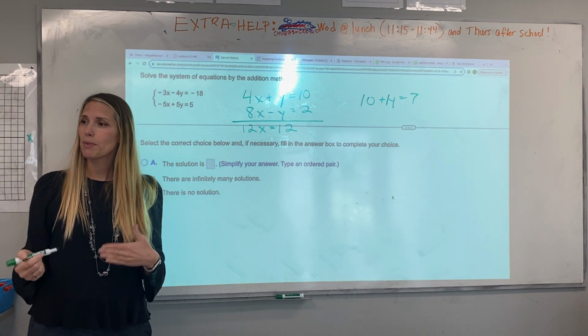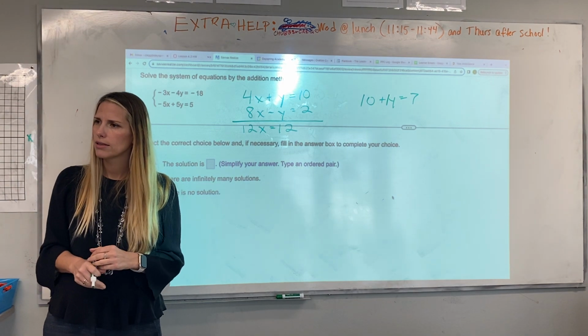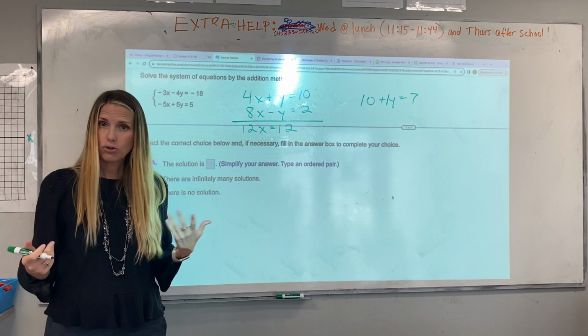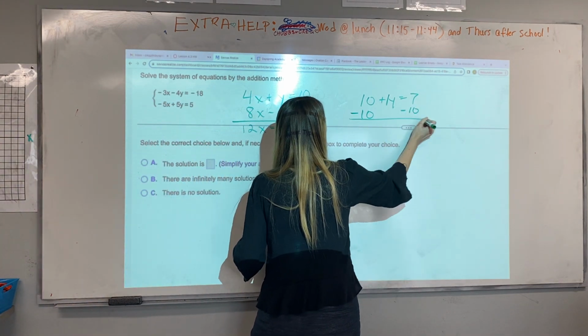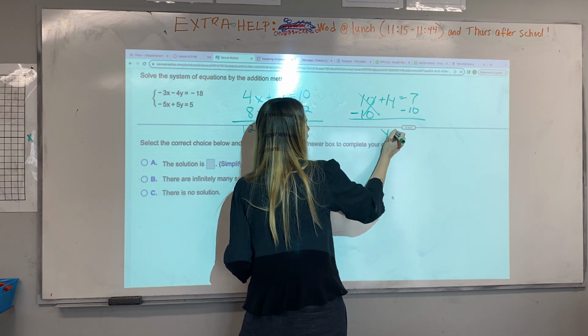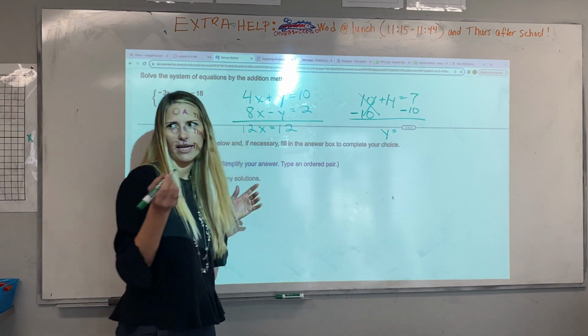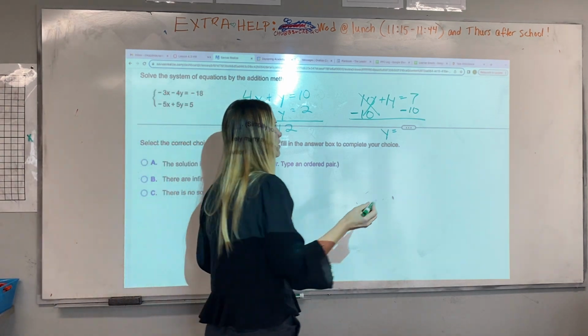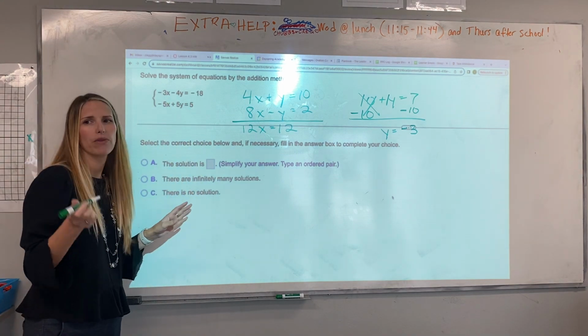Okay, so 10 is being added to y, but we want y to be by itself. So what do we do? Subtract 10 from both sides. Now I have y equals 7 minus 10, or 7 plus a negative 10, however you want to think of it. Negative 3 is correct. So Emily, that's your y value.